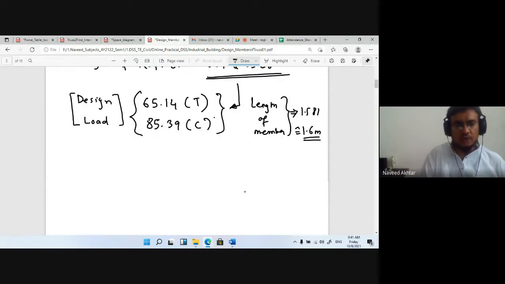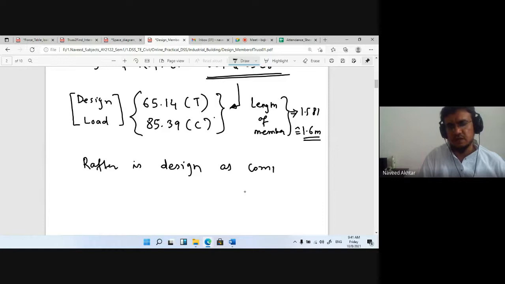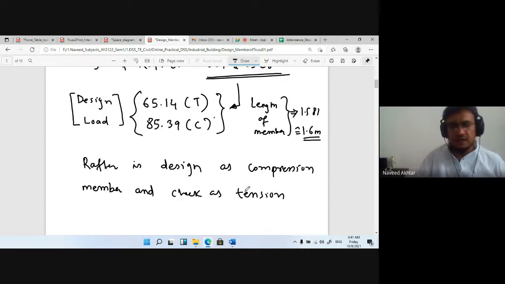Now the compression is large, so the rafter is designed as a compression member, and it is checked as a tension member.